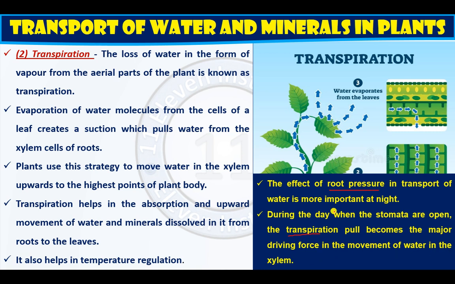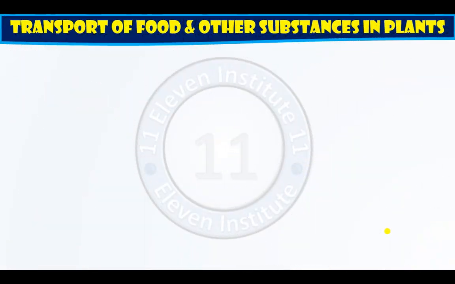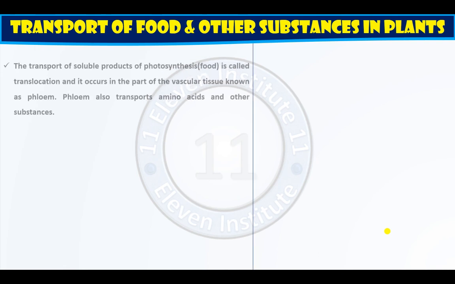So xylem has two methods of transporting water, one is root pressure, the other is transpiration. When is root pressure useful? At night, and transpiration will be helpful during the day because stomata are open. Fine, this is also worth remembering for 1 mark questions. Now let us see the transport of food and other substances in plants.